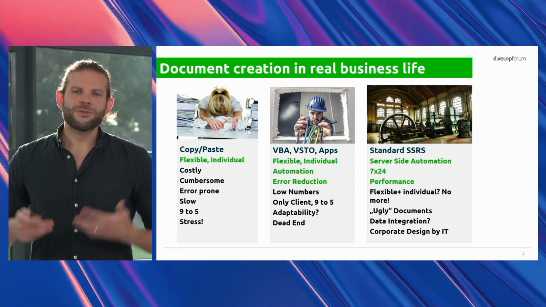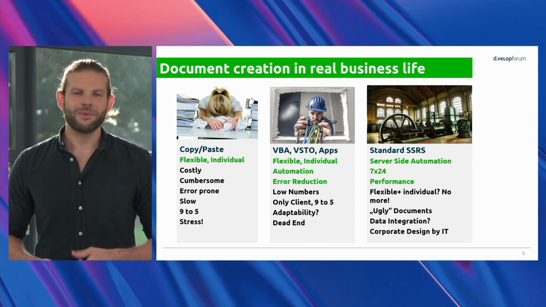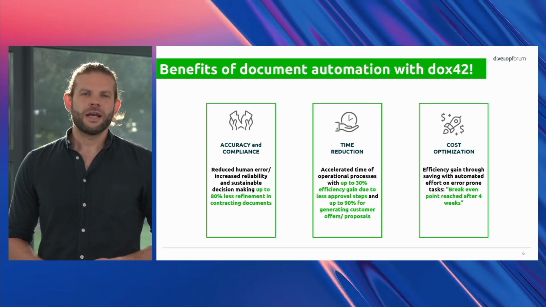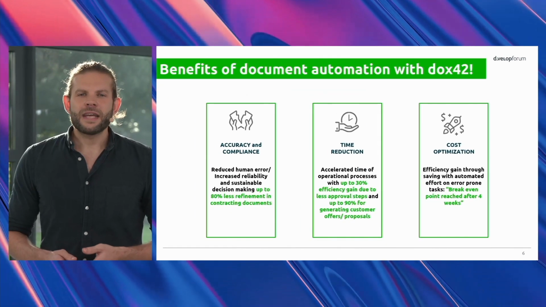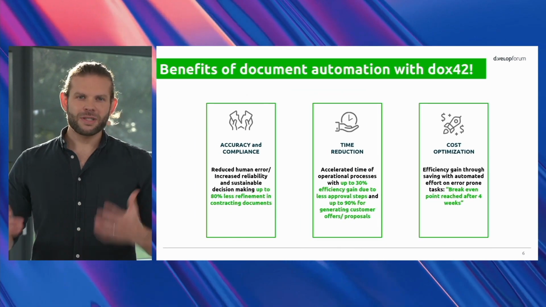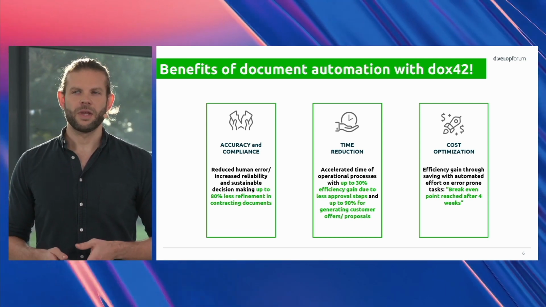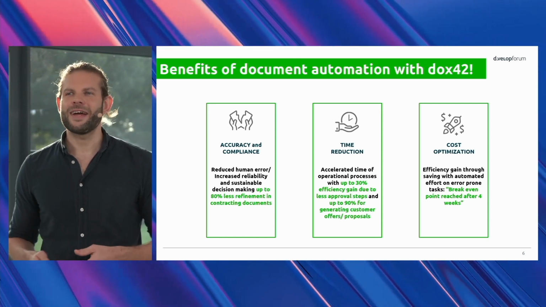And now we will shift to the 3 key benefits of automation of documents with Dox42. So I selected 3 key benefits. First one is accuracy and compliance. Of course, if you automate your documents, there are no errors anymore. So you can really rely on the quality of the documents. And you don't need any time to refine the documents because the documents are correct. There are no errors anymore in the document. And that leads more or less to time reduction. So time reduction as well, I don't have to tell you anything about this.